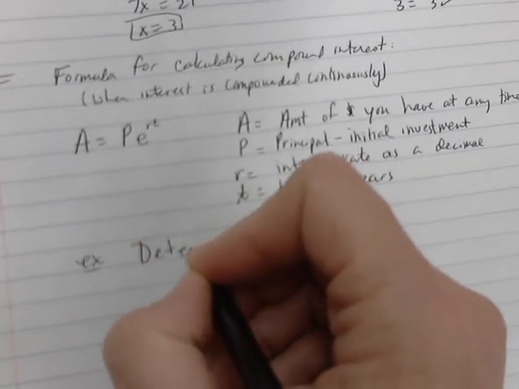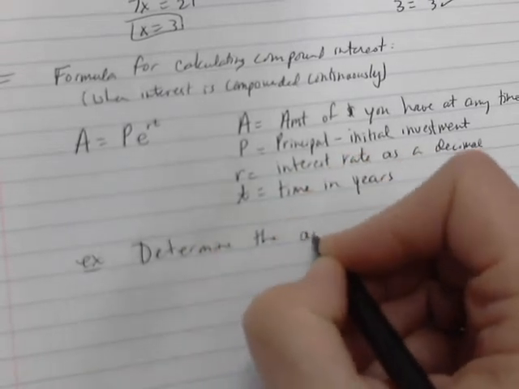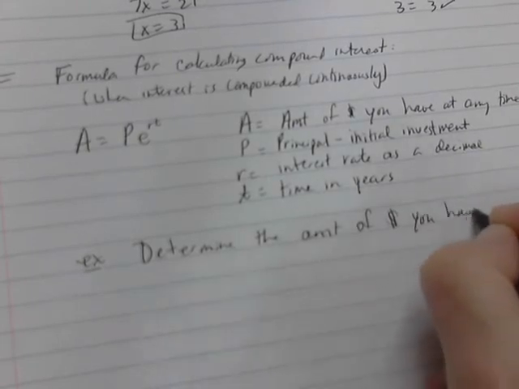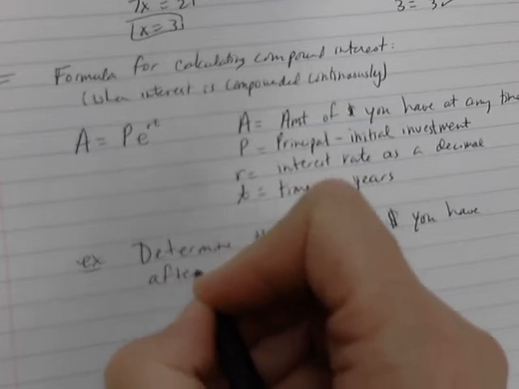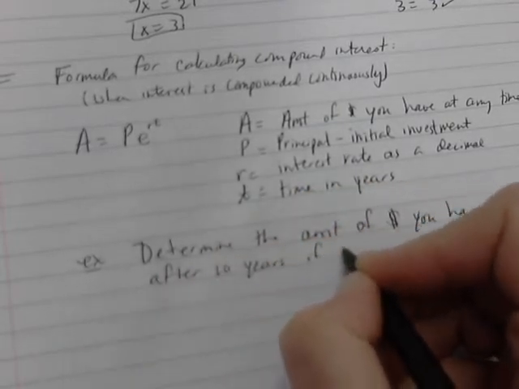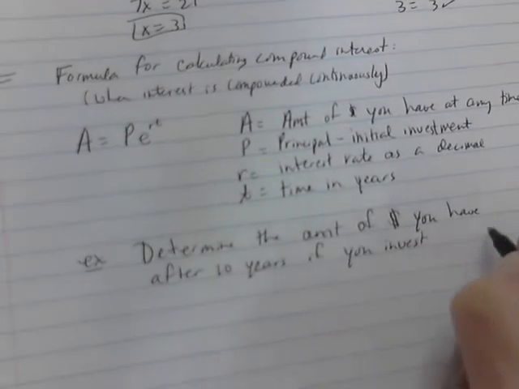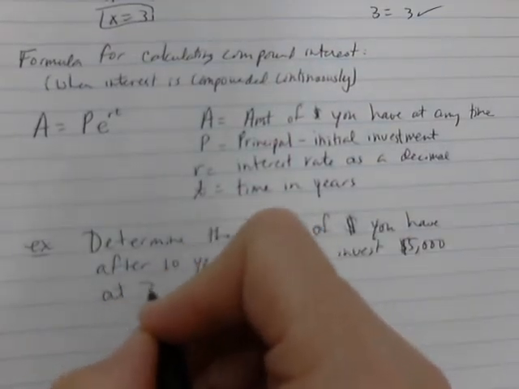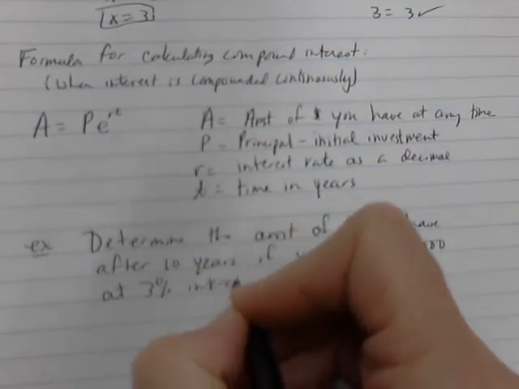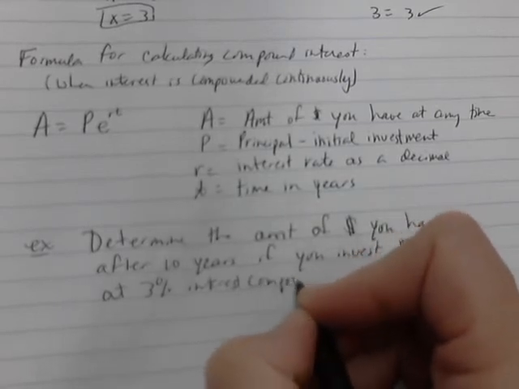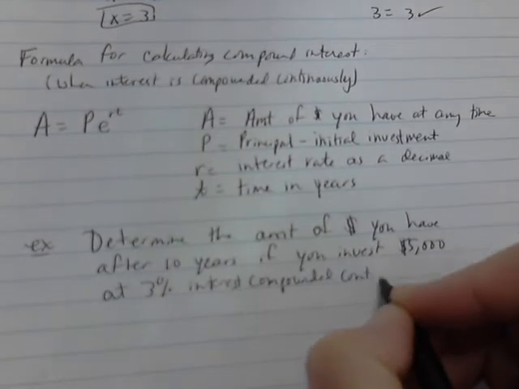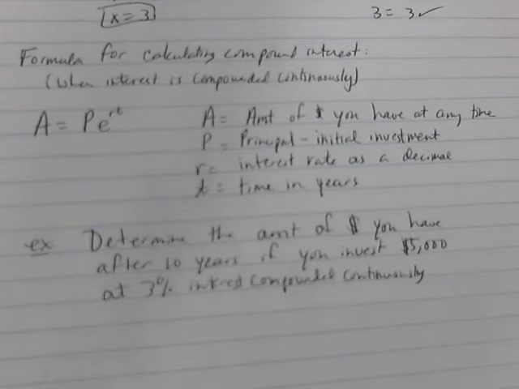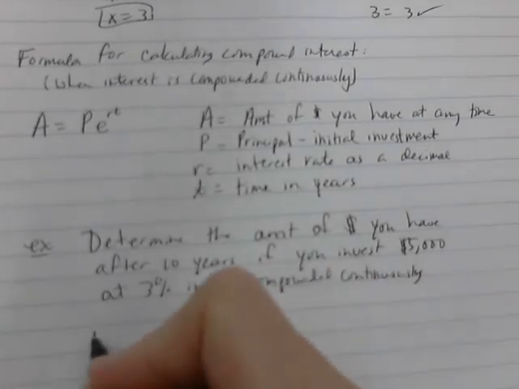So that would be worded, determine the amount of money you'd have after 10 years if you invest $5,000 at 3% interest, and this is compounded continuously, as opposed to compounded daily or compounded monthly or semi-annually. So this is just a pretty simple calculation.